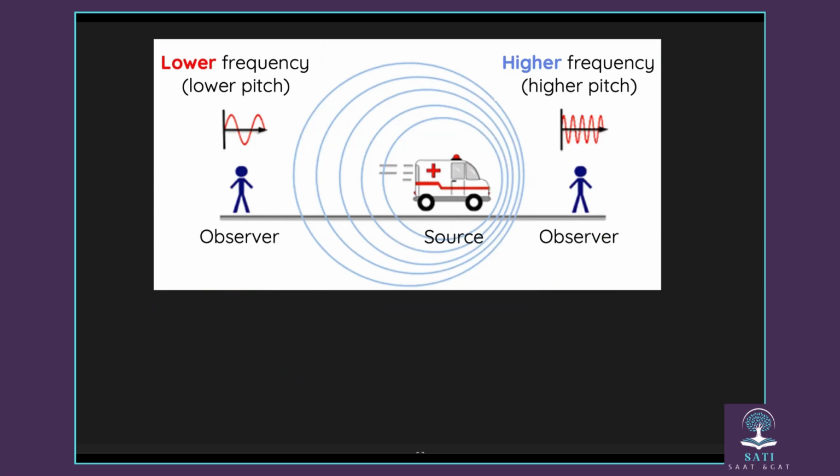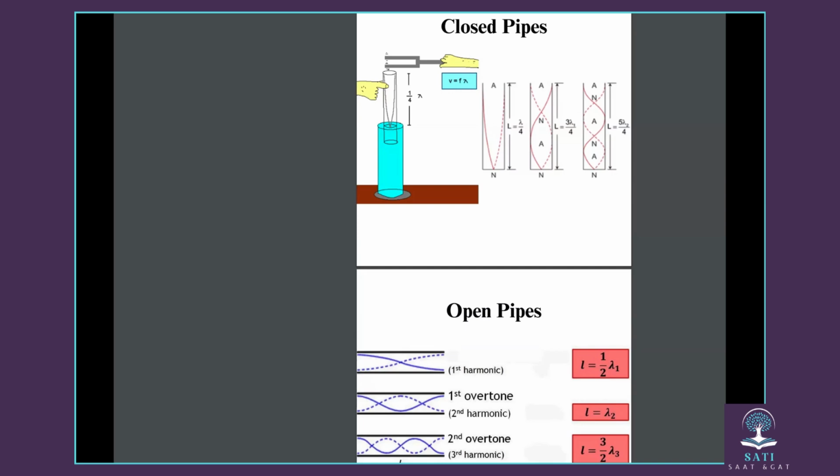Okay, now we go to the third point. On this point, we are going to talk about resonance in closed pipes and open pipes. For example, in this experiment we have a tuning fork. When this tuning fork is vibrated upside down, it will create a change in the pressure of the particles of air.